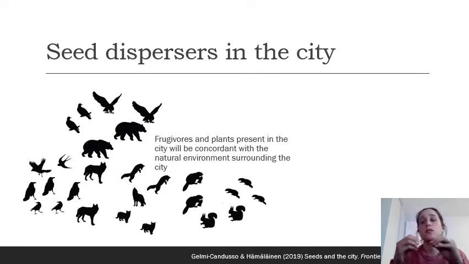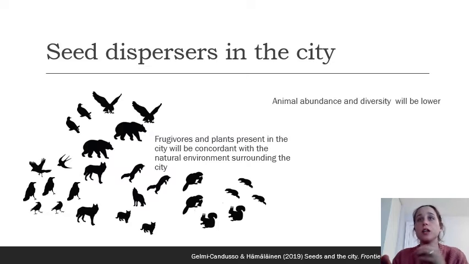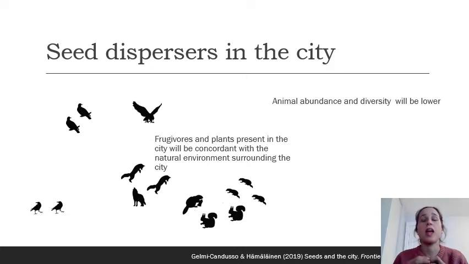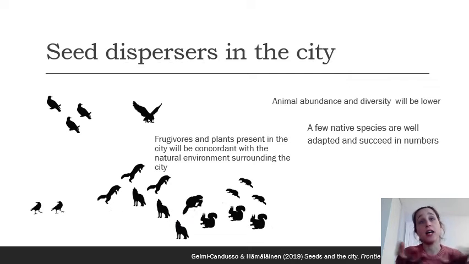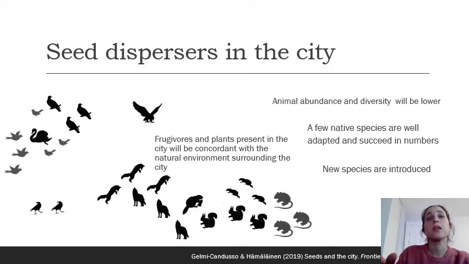So the seed dispersers within the city are going to have differences in abundance and diversity. This is going to be lower. And some are going to be able to thrive within the city, so their numbers are going to be higher. And there are going to be new species introduced by human activities. Those are the differences between seed dispersers within the city and seed dispersers outside of the city.